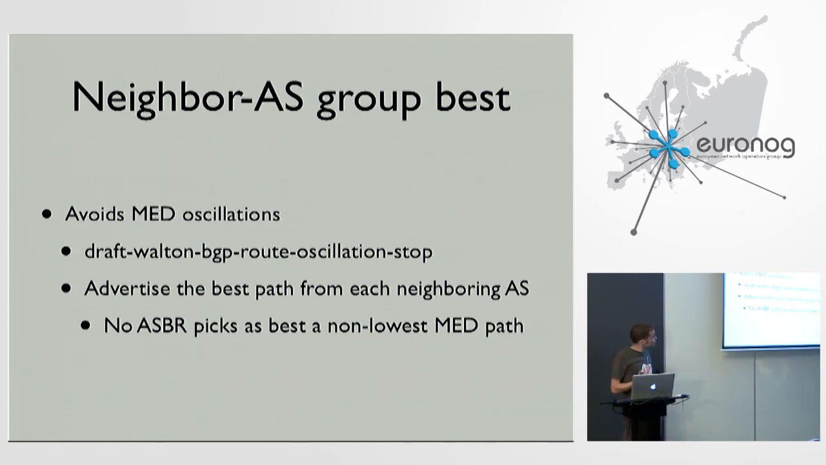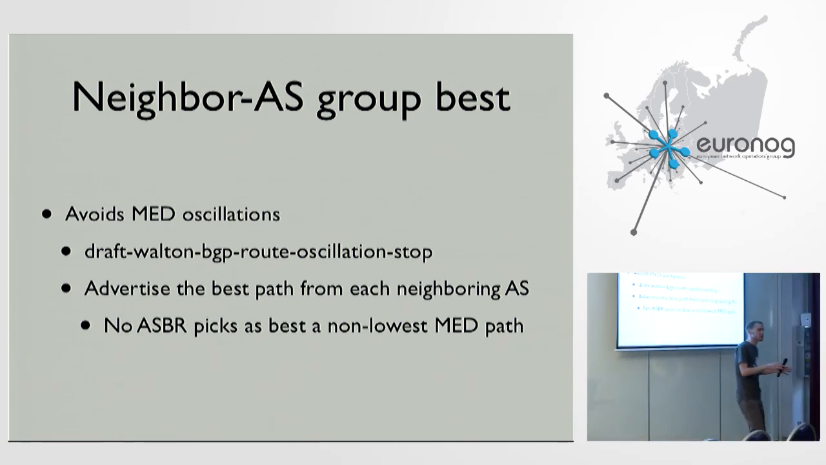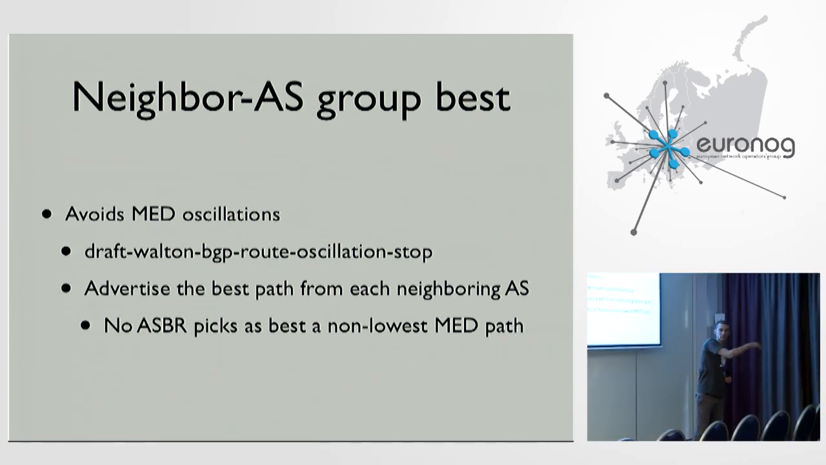So the last one I will talk about is called neighbor AS group best. It was historically the first one proposed. It was typically defined to avoid MED oscillations. What it says is that you split your RIB into sets of paths based on the neighboring AS from which you receive these paths. So basically, I will make a first set of the paths that I receive from AS1, a set of the paths that I receive from AS2, etc.